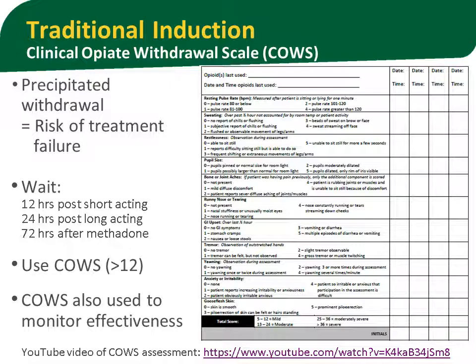It involves taking a resting pulse, examining the pupils for dilation, observing for tremor and restlessness, as well as asking about bone or joint aches and symptoms of anxiety or irritability. Each symptom is given a score based on its severity. Once the total COWS score is added up and greater than 12, and the appropriate amount of time has elapsed since the last dose of opioid, then it is safe to give our first dose of buprenorphine naloxone. And there is a link there to a YouTube video of a nurse providing a COWS assessment to her patient.